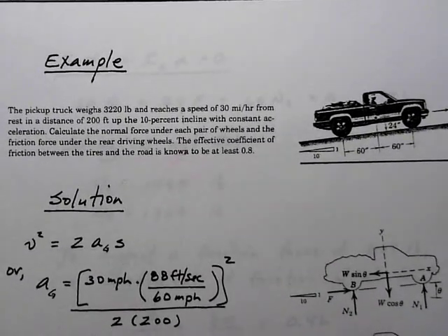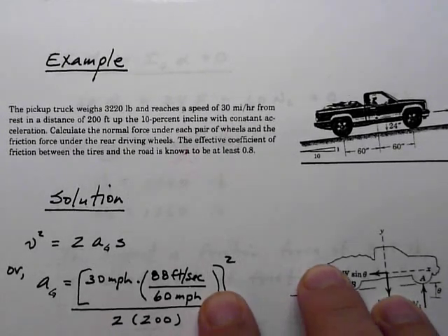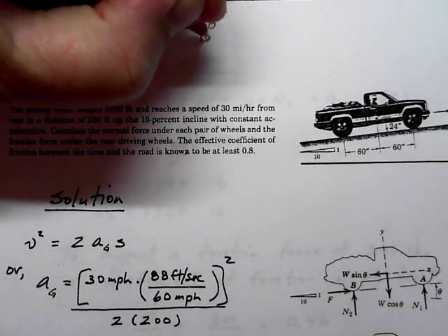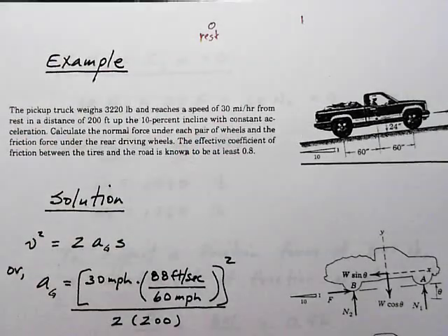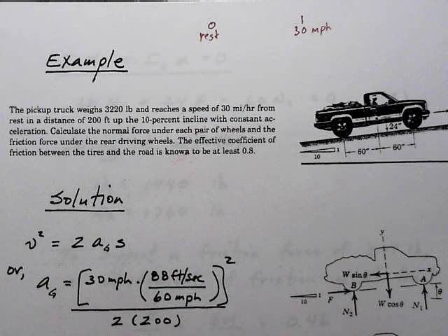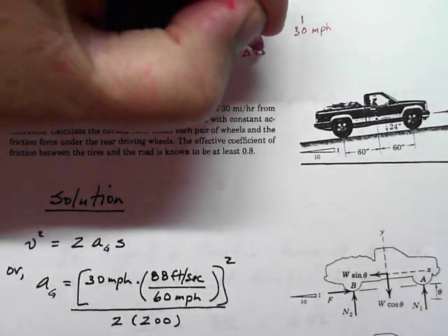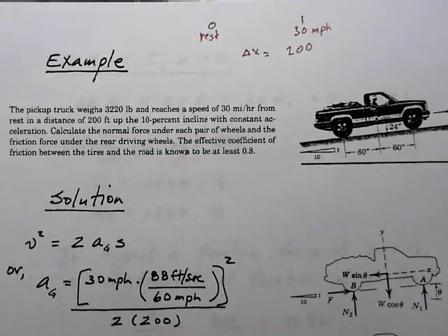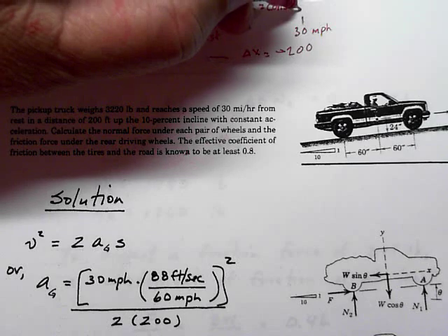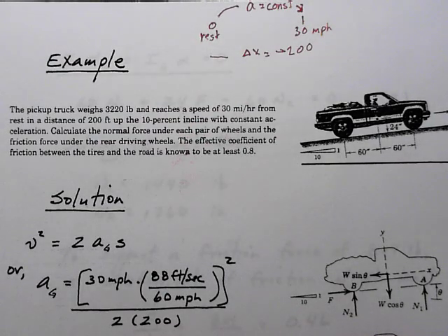This might be a good kind of problem to revive the transition equation ideas or the state equation ideas. And what we have is two states: a state 0 where the pickup truck is at rest, and a state 1 where the pickup truck is at 30 miles per hour, and there has been a delta x of 200 feet to get us from here to there, on a 10% incline. And we were told constant acceleration, so we'll transition with a equals constant. And of course we will have to find that acceleration.